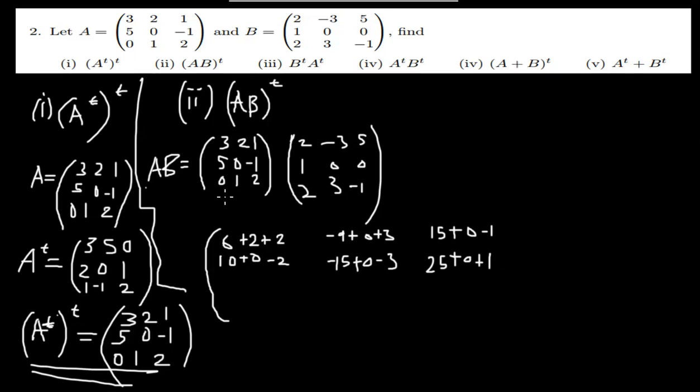So we move on to the next row. 0 times 2 you get your 0. 1 times 1 you get your 1. So positive 1. And then 2 times 2 you get your 4. So positive 4. And then we move on to the next column. 0 times 3 you get your 0. 1 times 0 you get your 0. And then 2 times 3 you get your 6.